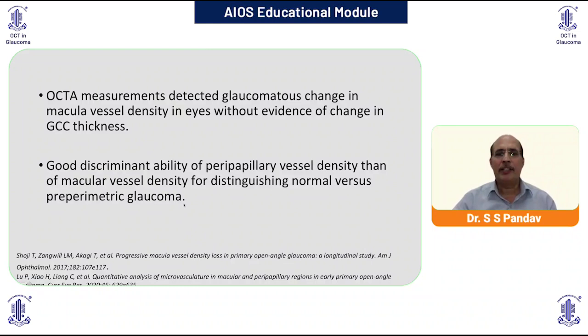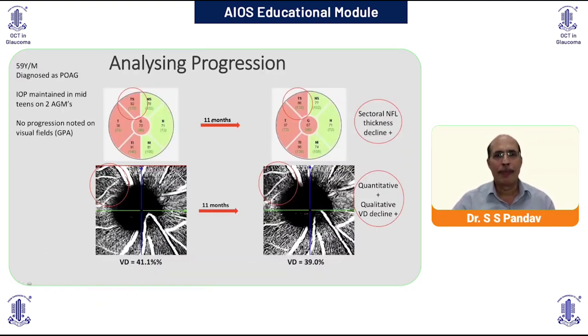Good discriminability of peripapillary vessel density, better than that of the macular vessel density, for distinguishing normal versus pre-perimetric glaucoma was also noted in the study. So this basically points towards the ability of the OCTA to help in early diagnosis of glaucoma.